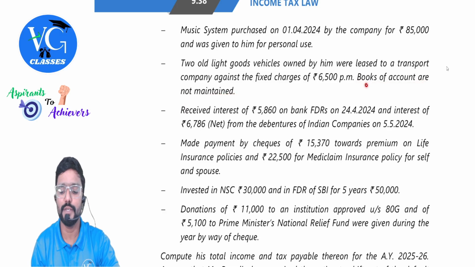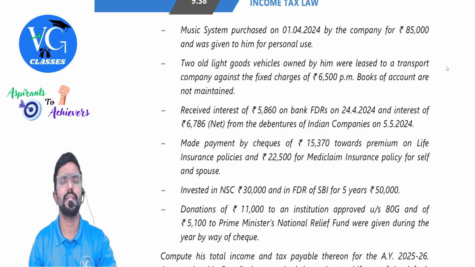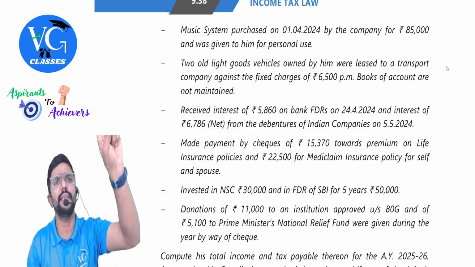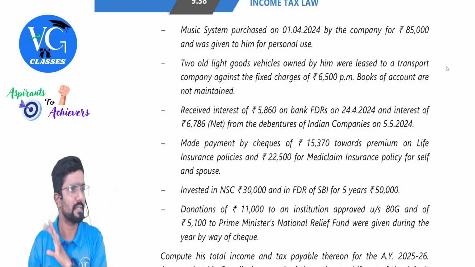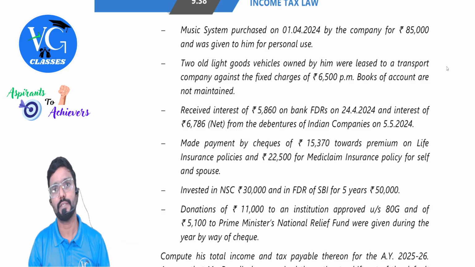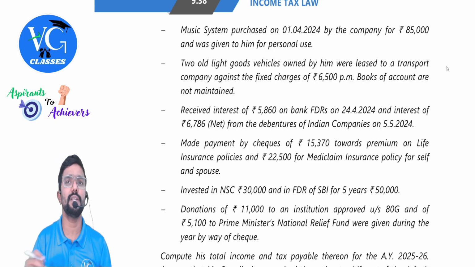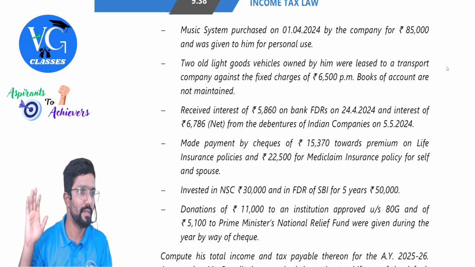They have told clearly books are not maintained. Books are not maintained means assessee is following presumptive schemes, because there are totally three presumptive schemes: 44AD, 44ADA, 44AE. 44AD is for any business other than goods carriage. 44ADA is for professions. 44AE is for goods carriage. If you are following any of these presumptive schemes, then you need not maintain books of accounts. You need not get it audited.